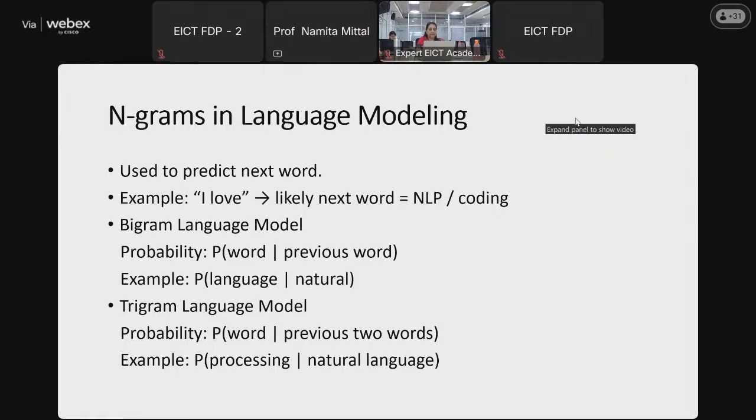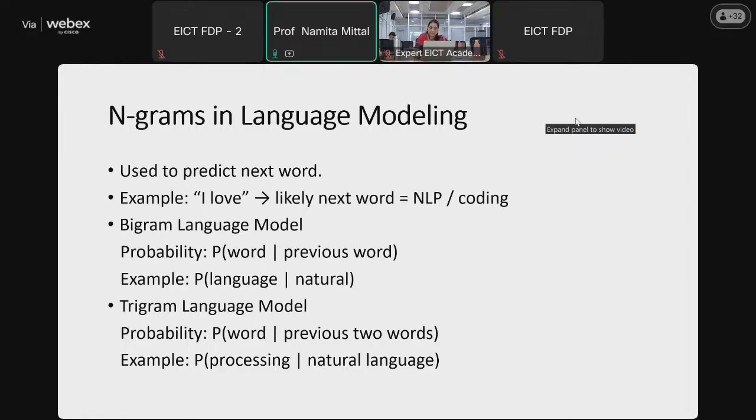In the case of a trigram language model, it is the probability of any word coming when the previous two words have already occurred in the same sequence. For example, we are checking the probability of "processing" coming. What is the probability of processing when natural and language have both occurred in this sequence? Sequence matters a lot. Processing when "language natural" is different from processing when "natural language".